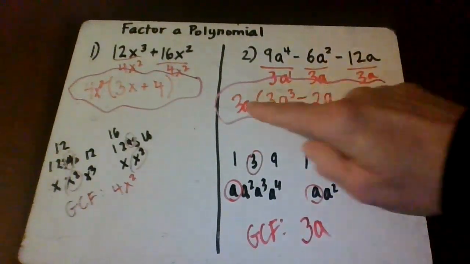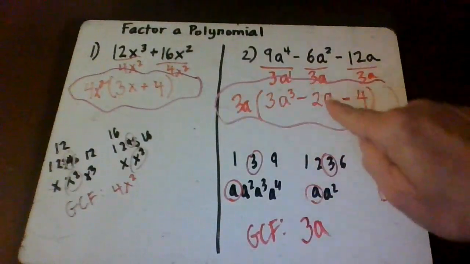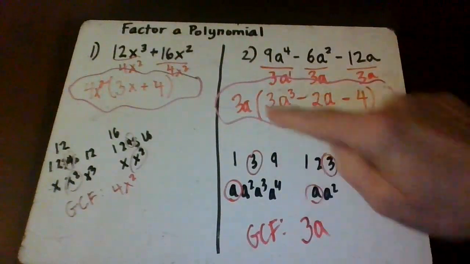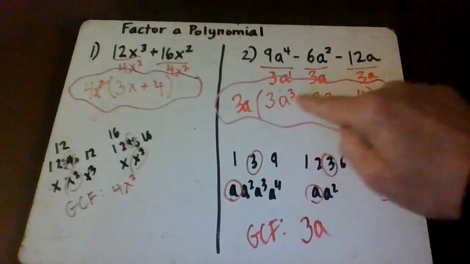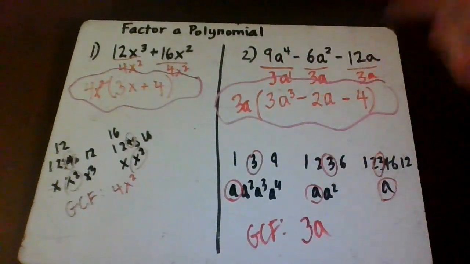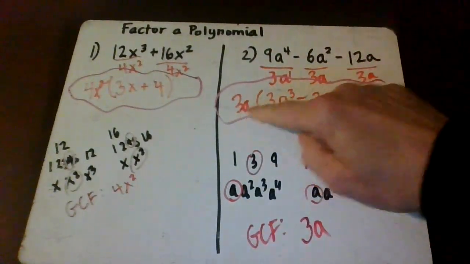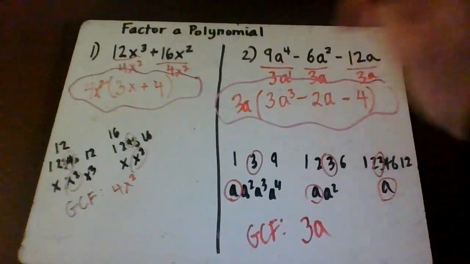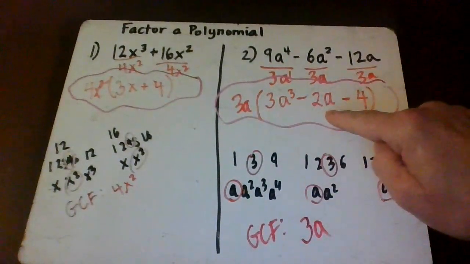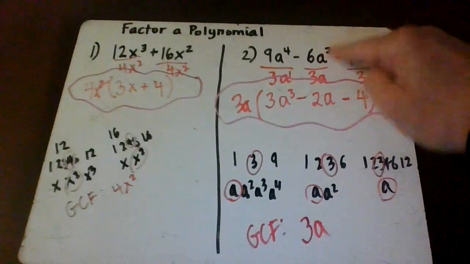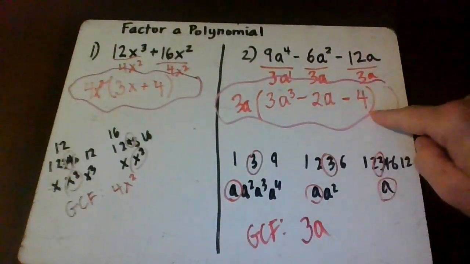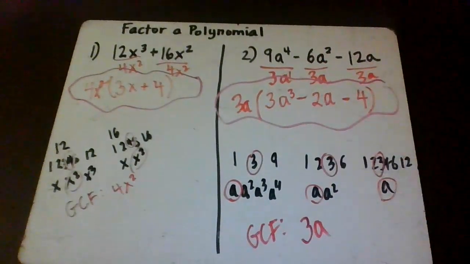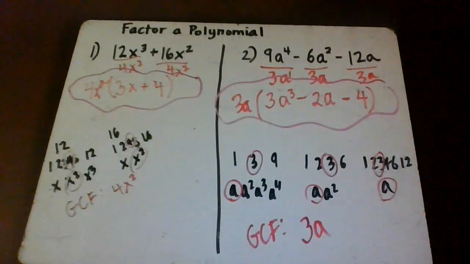Now, you could, of course, multiply this 3a by each term, and you should get this back. So that's a nice check. 3a times 3a to the third, that'd be 9a to the fourth. 3a times negative 2a would be negative 6a squared. 3a times negative 4 is negative 12a. So you got a built-in check system as well. There you have it.